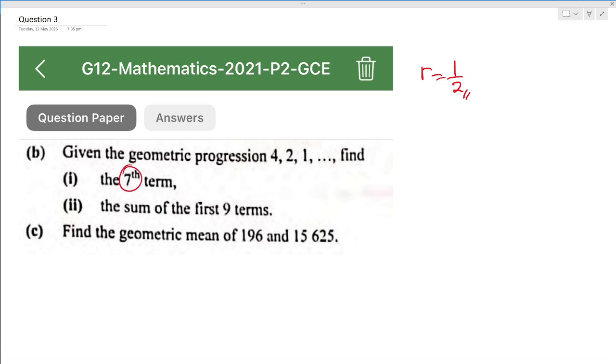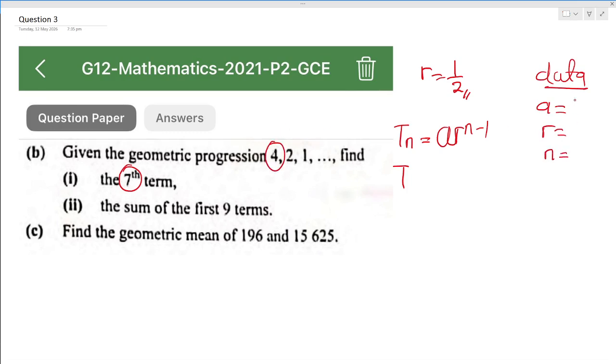We are now finding the 7th term. So what do we do? We write a formula for finding the terms: A R to the power n minus 1. Okay, we put our data this side. We need A, we need R, and we need n. What is our A? Our A is the first term, so it's 4. Our common ratio is 1 over 2. And then our n, the term they're asking us to find, is 7.